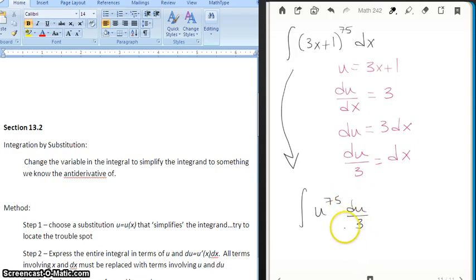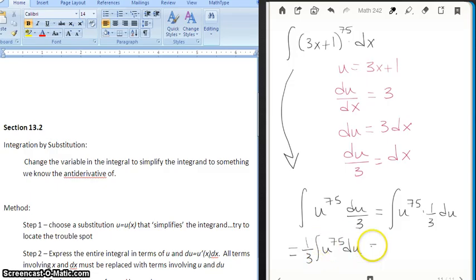Well, this may still not look too great, but let's think about what this over 3 means. That's a fraction, but I could make this a little clearer by writing this as u to the 75th times 1/3 du. Because this (3x plus 1) to the 75th is joined with the dx, they're all strung together like that. So this 1/3 right here is just a constant. It could be brought out front, so this could be written as 1/3 integral u to the 75th du.